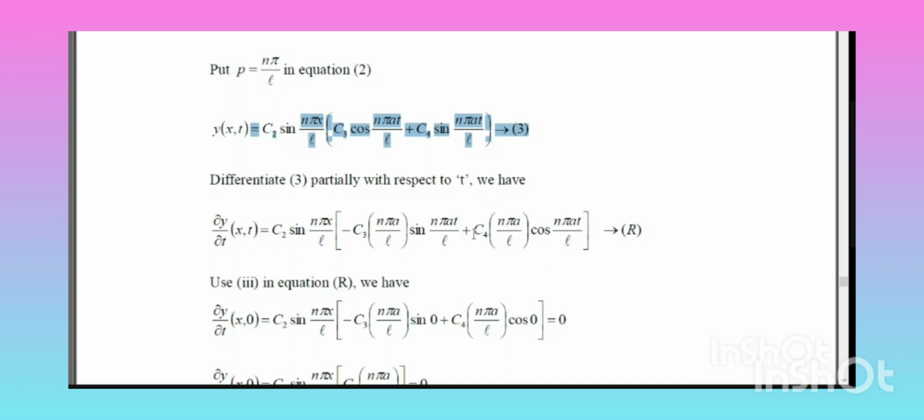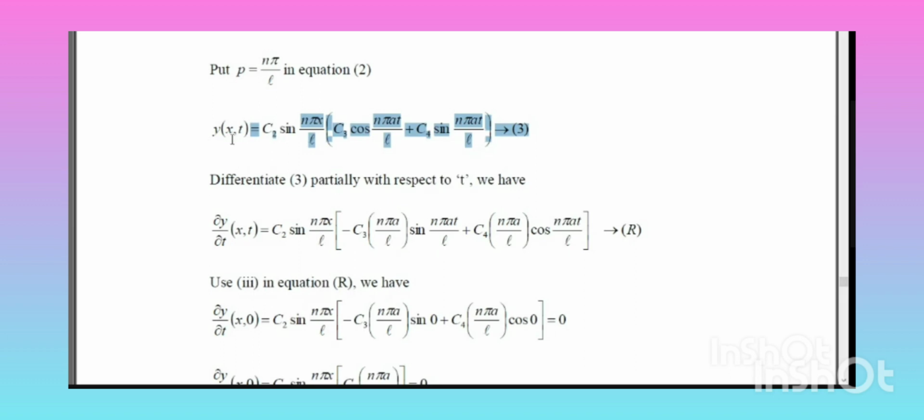Now we cannot apply boundary condition number 3 in equation number 3. Why? Because condition number 3 is dou y by dou t is equal to 0, but equation number 3 is y of x comma t. How can we substitute? We cannot substitute. So that's why we are differentiating equation number 3 partially with respect to t.